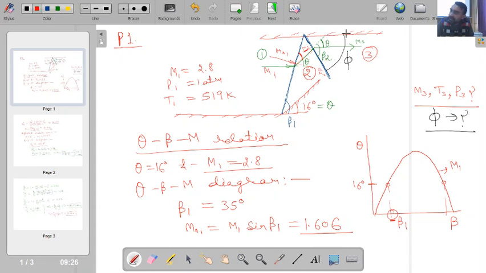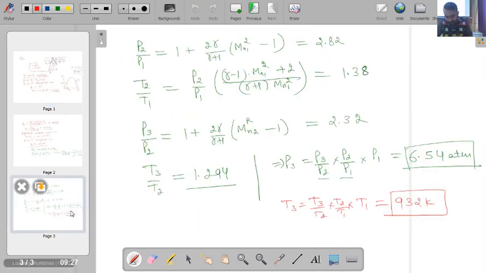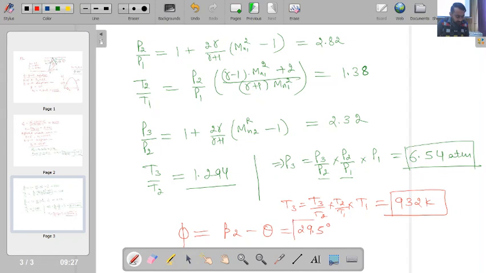designating the angle made by the shock wave with this boundary. And as this streamline and this boundary are parallel to each other, this angle will be the same. So I can say from this geometry that phi will be equal to beta 2 minus theta. So from here I will get the value of phi as 29.5 degrees. So this problem is done. Is this one clear?